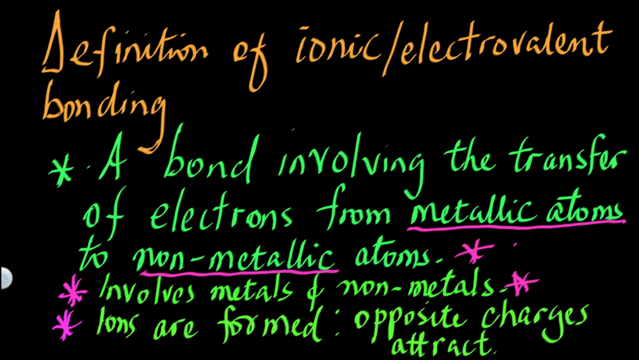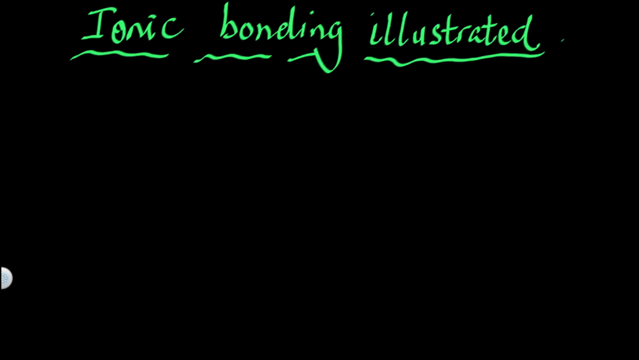Now let me illustrate electrovalent bonding or ionic bonding with an example. I'm going to use the formation of the common salt, sodium chloride. It's a very easy example. From the name sodium chloride, it means we have two elements involved. One of them is sodium, Na, and the other is chlorine, Cl.